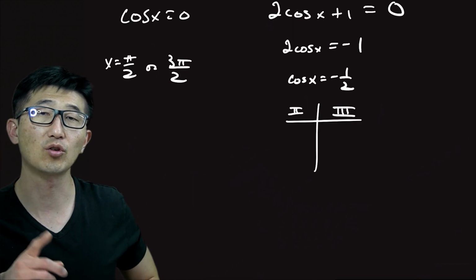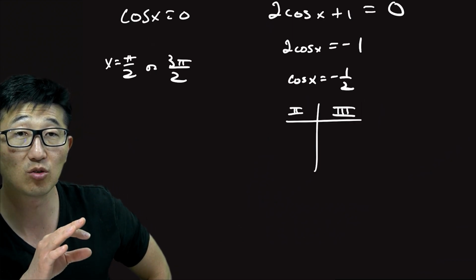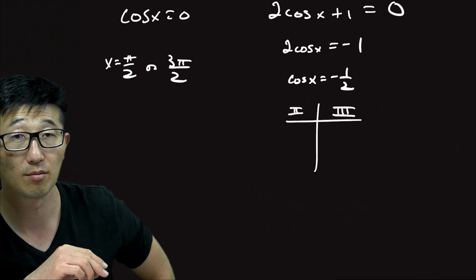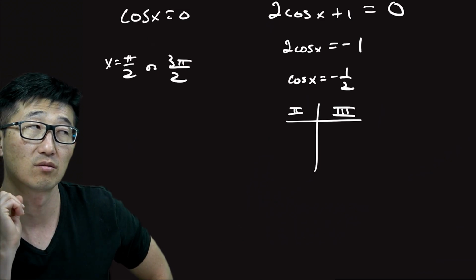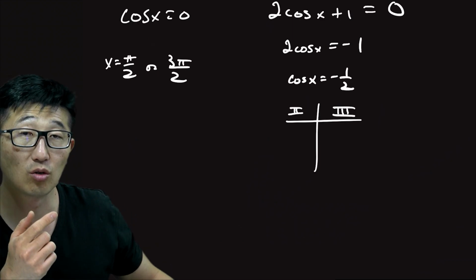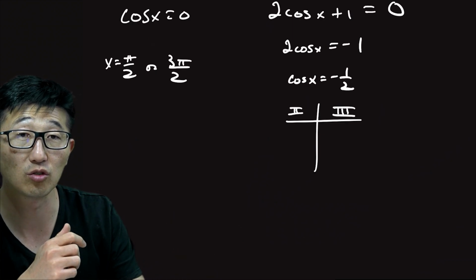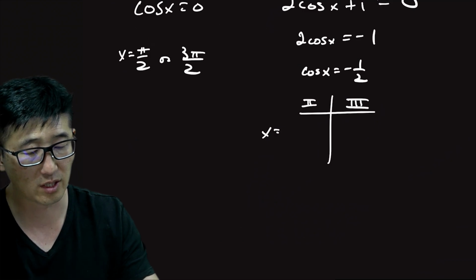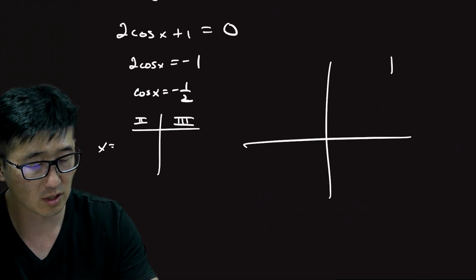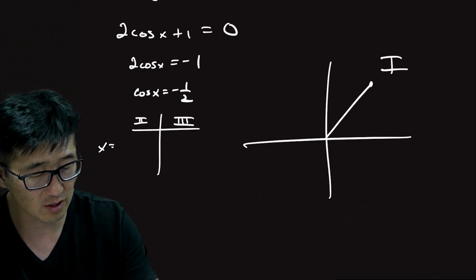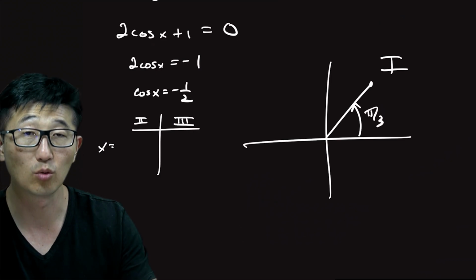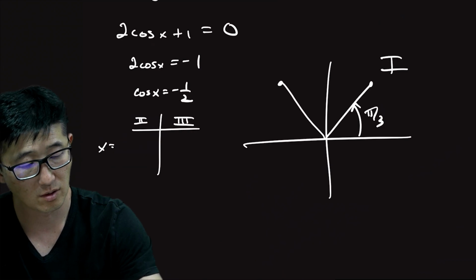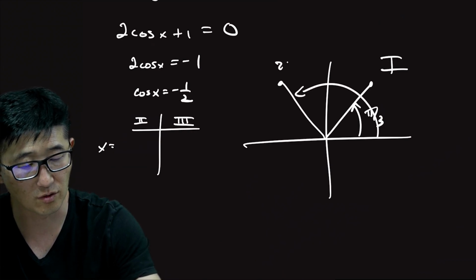Well, here, let's try this. Go to your chart. What angle gives you 1/2 as a value for cosine? Pi over 3. So if you take pi over 3 to quadrant 2, what would it be? Like this. Here's quadrant 1, and it's pi over 3 right here, right? So what would it be in quadrant 2? It would be 2 pi over 3.